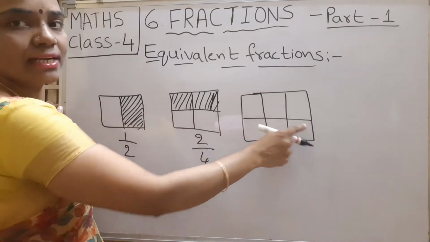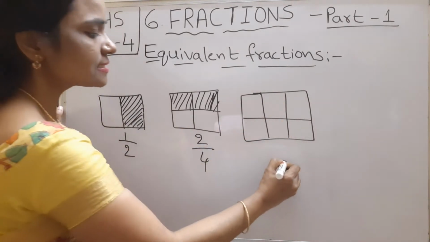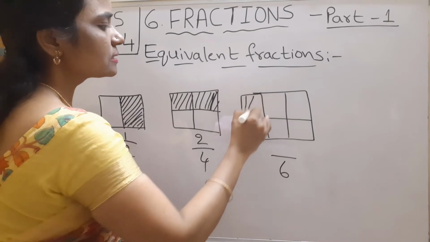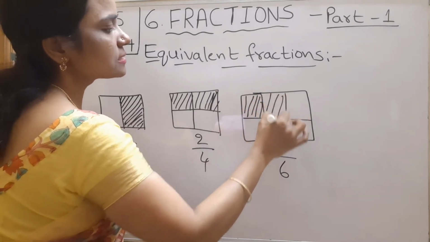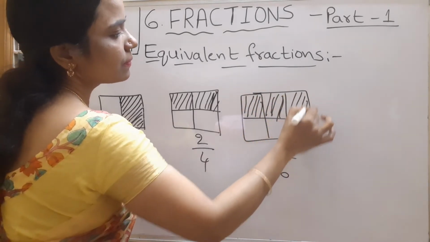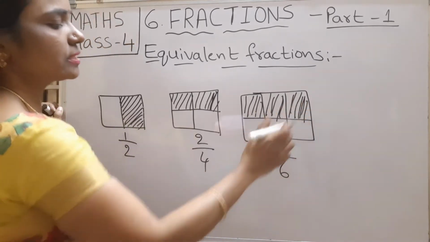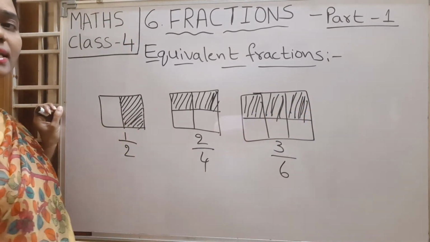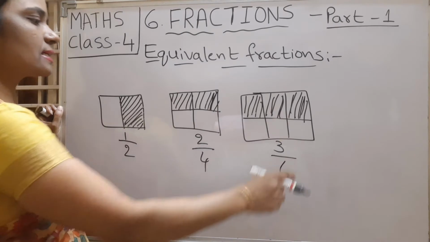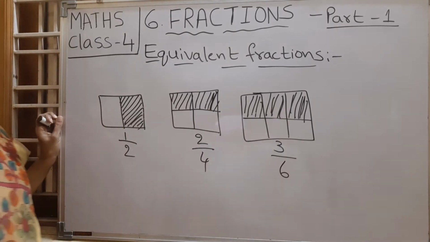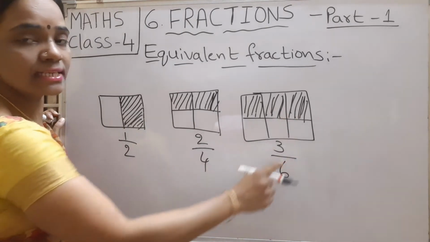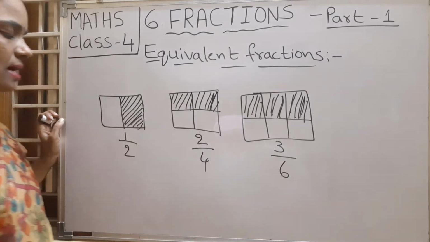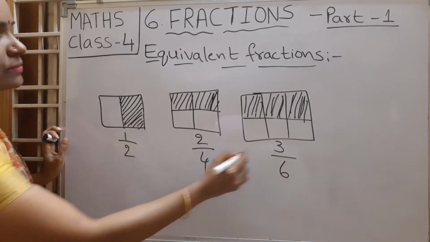Let's next take this. 1, 2, 3, 4, 5, 6. Total how many parts are there? 6 parts. Now I am shading only 3 parts. Yes, 1, 2, 3. Out of 6, how many are colored? Only 3 parts are colored. So what is the fraction for the shaded part? 3 by 6.